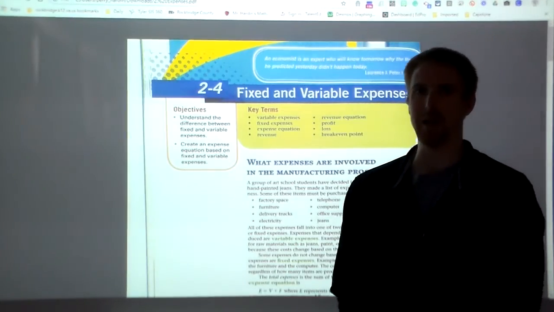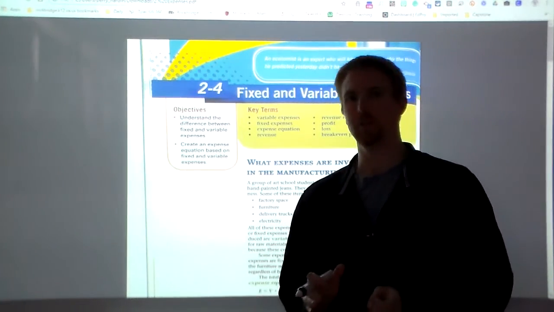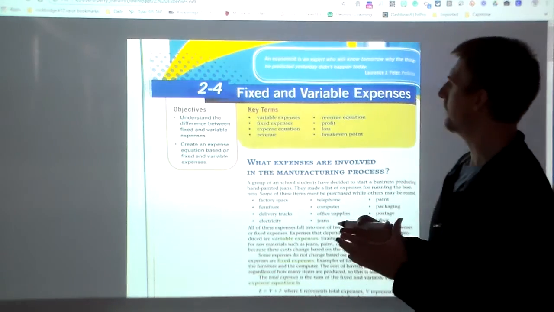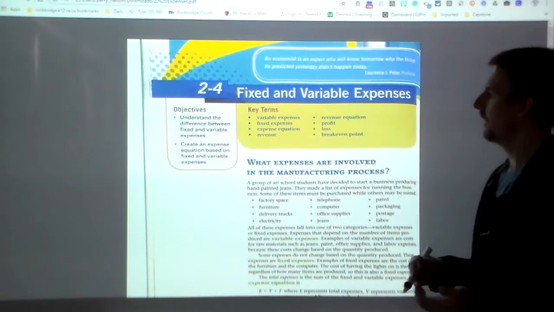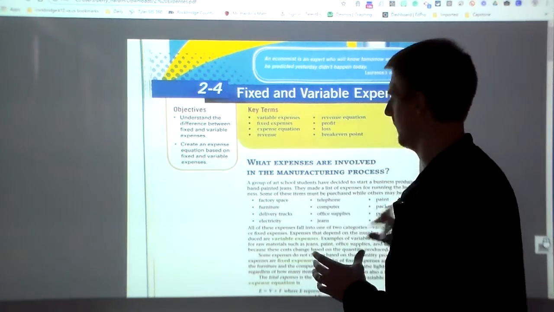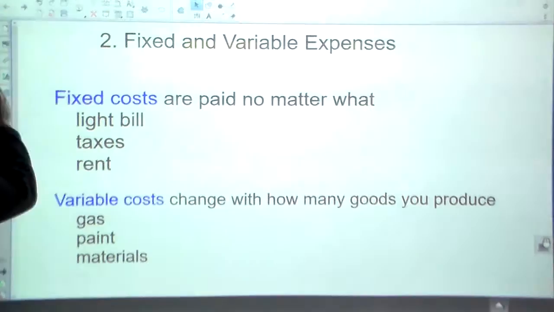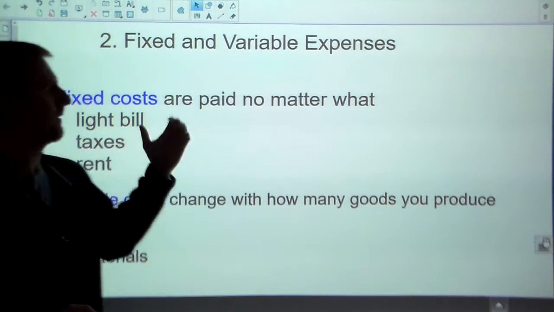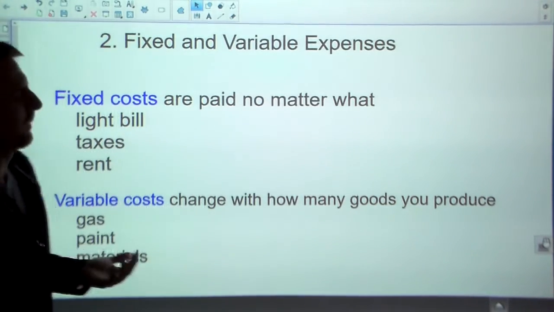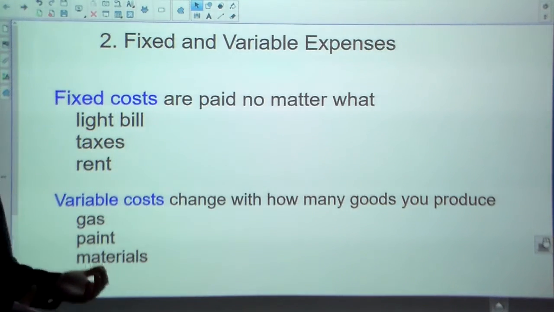We've looked at supply and demand, so now we're going to look at expenses. All right, so there's two types, there's fixed and variable. And in a second I'm going to go through this list here and we'll look at what's fixed and what's variable. But the idea is that fixed costs are things that you have to pay no matter what. So some examples are things like a light bill, taxes, and rent.